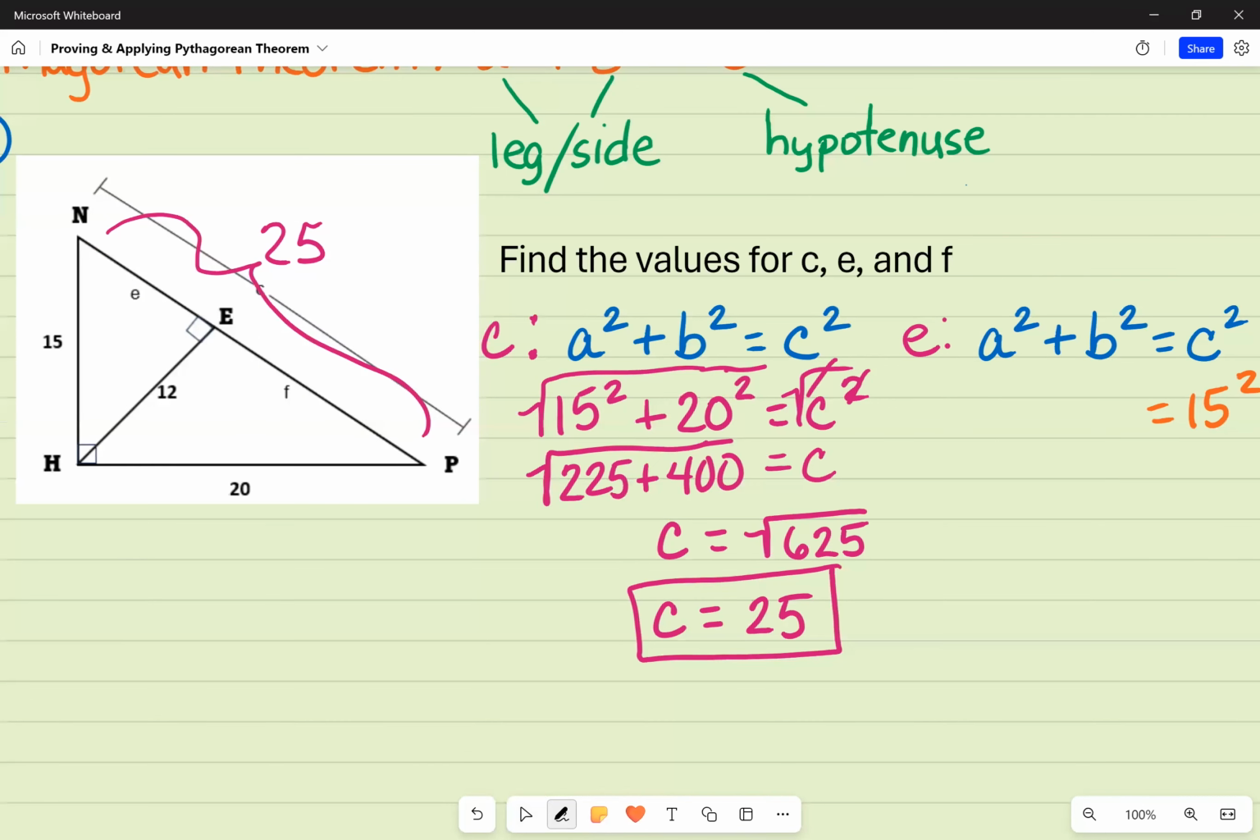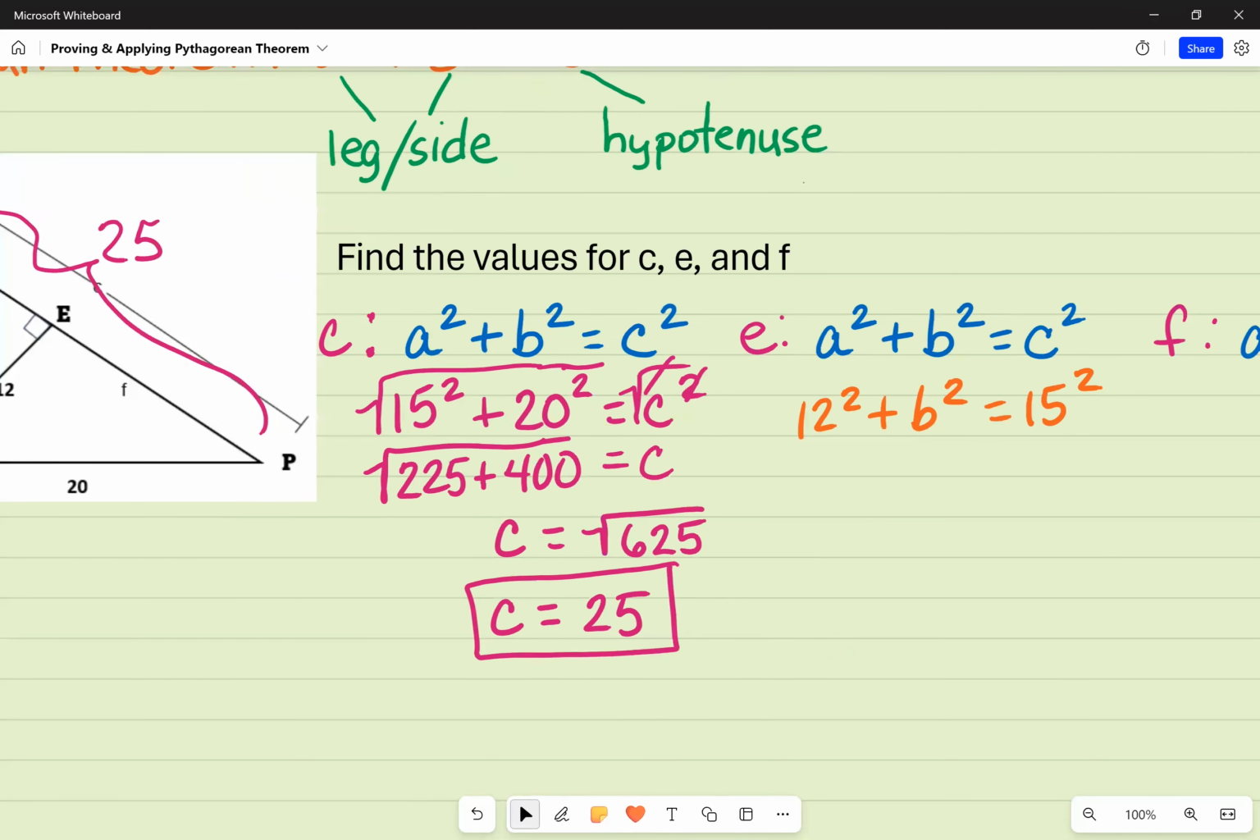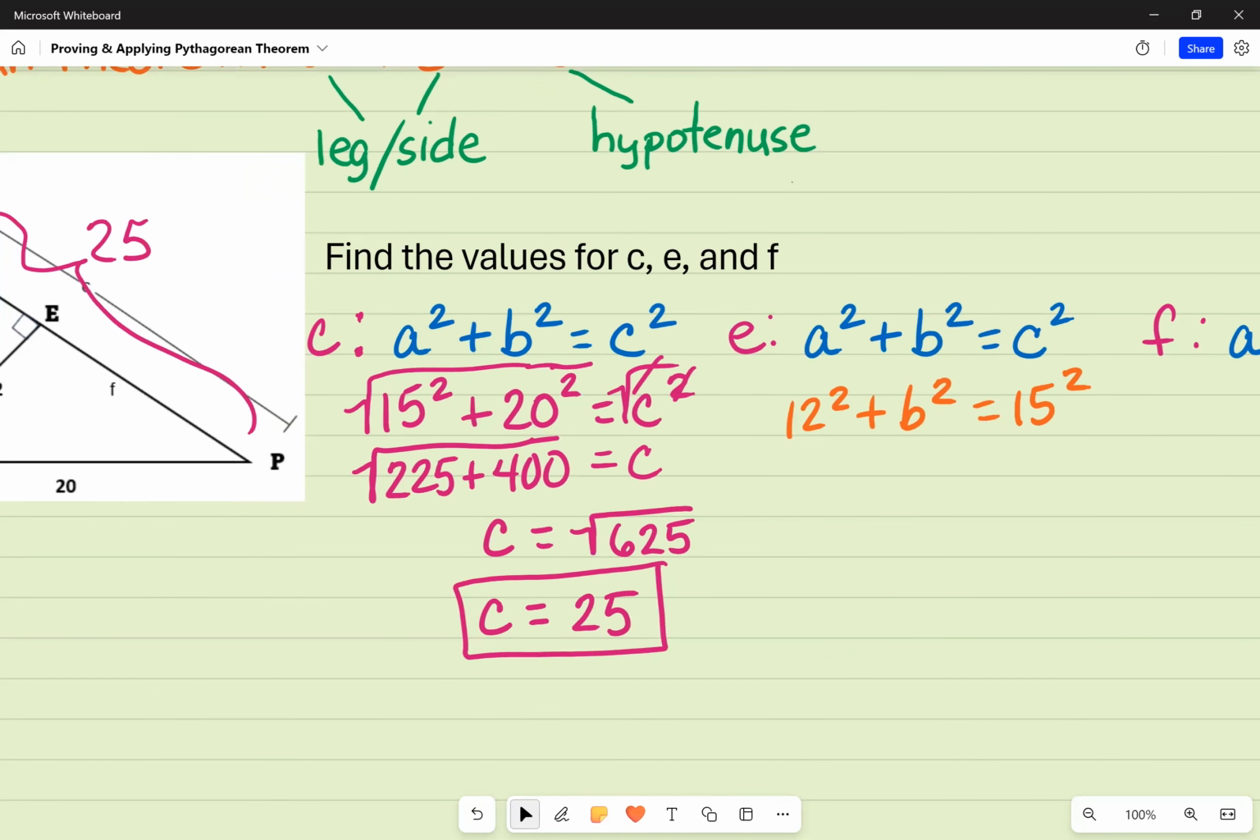Again, it doesn't matter which comes first. If I just wanted to do 12 squared plus b squared, or if I want to say a squared plus 12 squared, it's still the same thing. It's just like 5 plus 4 and 4 plus 5 still equals 9. All right, so now simplifying this, I have 12 squared, which is 144, plus b squared is equal to 225, and b squared is equal to, well, I want to change signs once I move this over. So 225 minus 144 is 81.